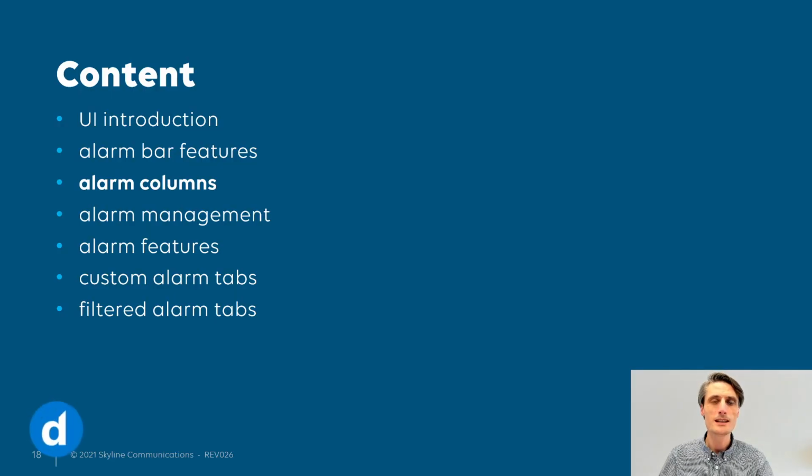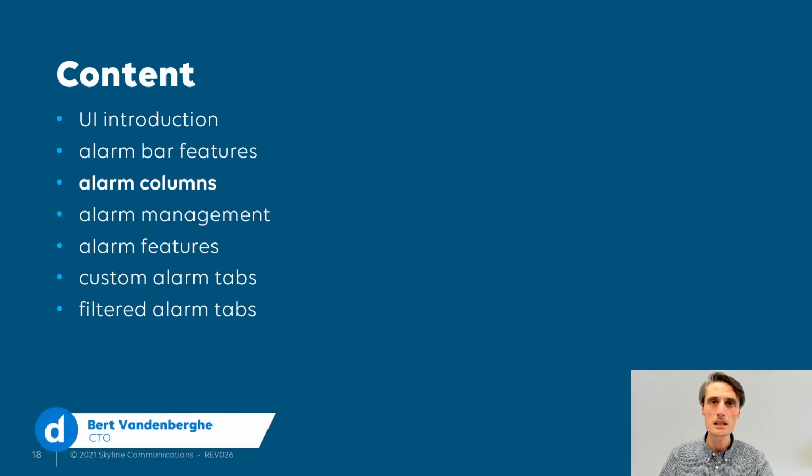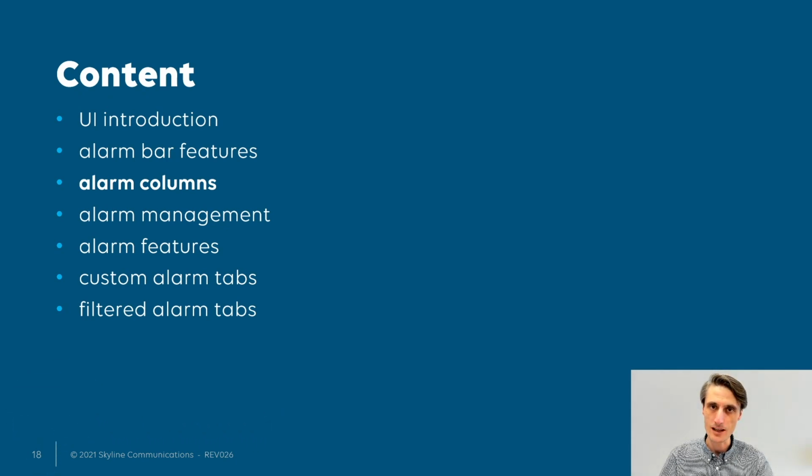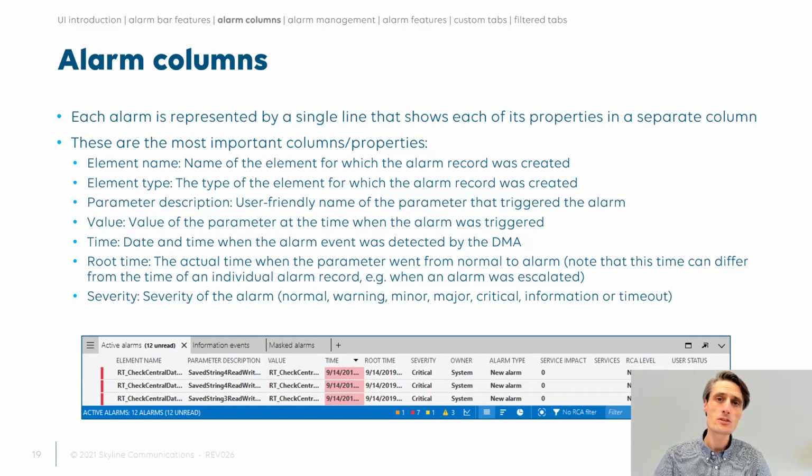Alarm columns. Let's take a closer look inside the alarm tab pages and more specifically to the columns that are available there. Basically, those are the properties of the alarms being shown in those columns. First of all, I want to emphasize that by default, there are only a select number of properties being shown. We can easily add more or show more properties as we wish. We'll immediately take a look at that.